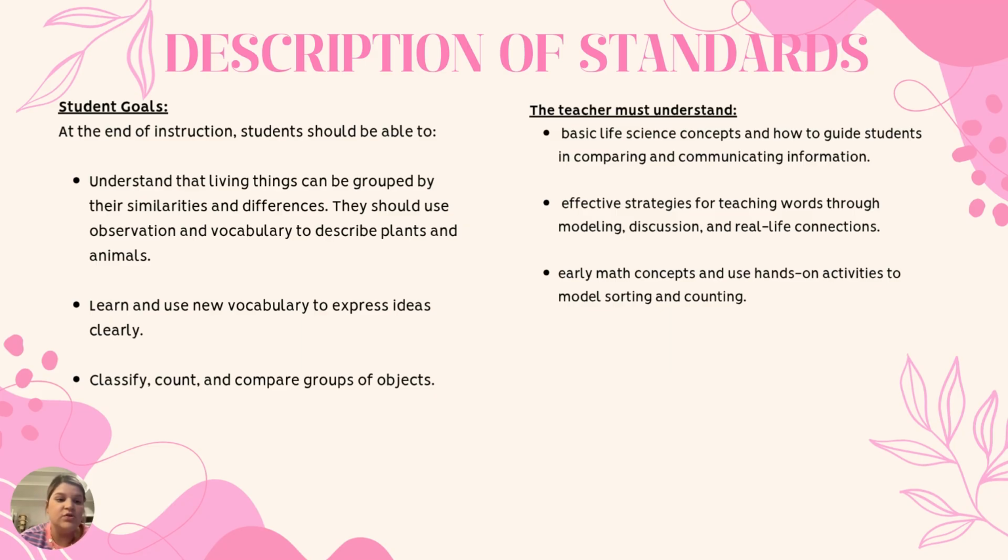The goal for the students at the end of instruction, they should be able to understand that living things can be grouped by their similarities and differences. They should use observation and vocabulary to describe plants and animals. In this standard, I'm only focusing just on animals for this specific lesson. That students should learn and use new vocabulary to express ideas clearly. And students should be able to classify, count, and compare groups of objects.